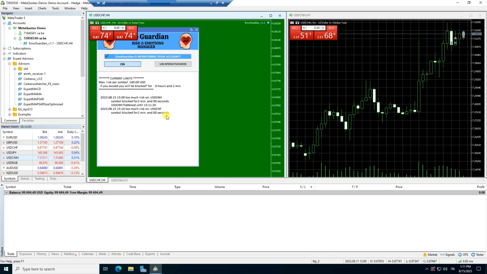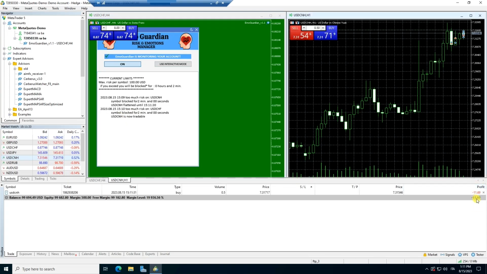Okay, now you know this USD Swiss franc has been flattened for 2 minutes, and of course each different symbol has a different timer, right? So the things will not get messed up. So now if I try to trade this Swiss franc, I can't trade it, and you see now I received this warning saying that I can trade the USD versus yuan. So let's try to trade it. You see, this position is not flattened.